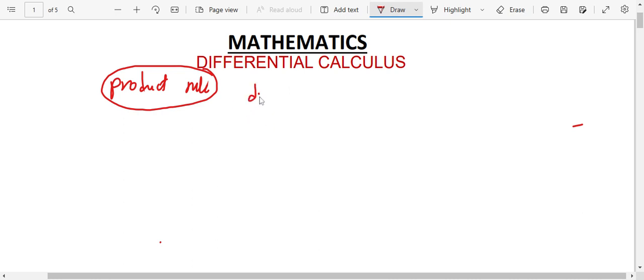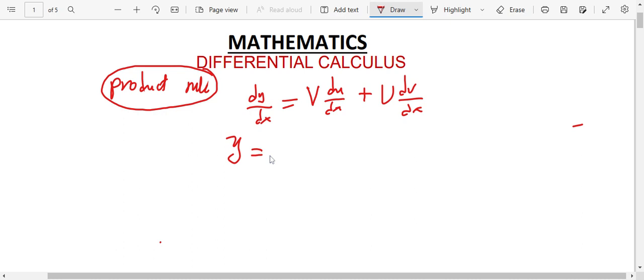When you are talking about the derivative dy over dx, you are going to get v du over dx plus u dv over dx. In other words, you've got a product of two functions. So what you do is you maintain one, differentiate the other, and then you maintain the other, differentiate the one.